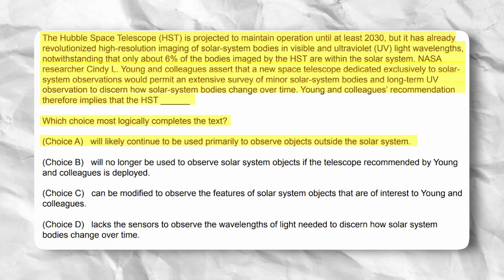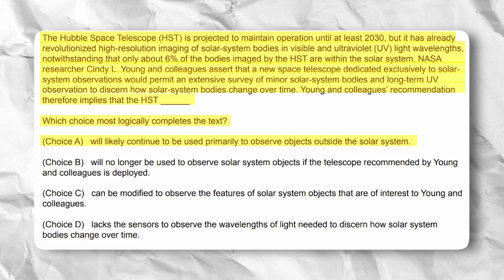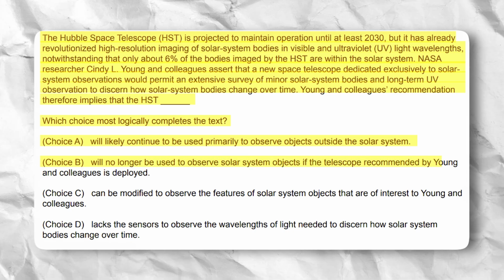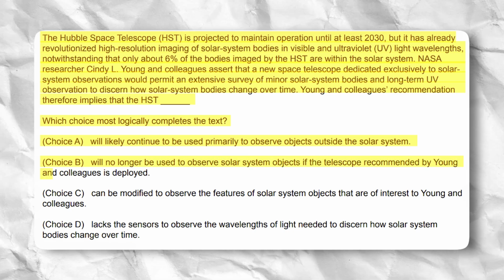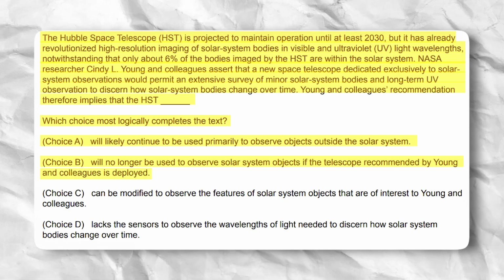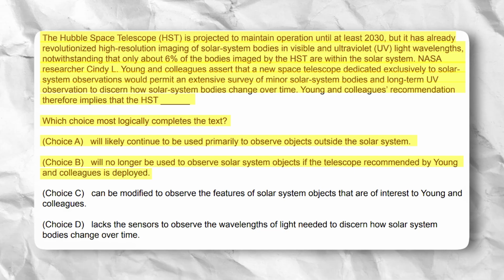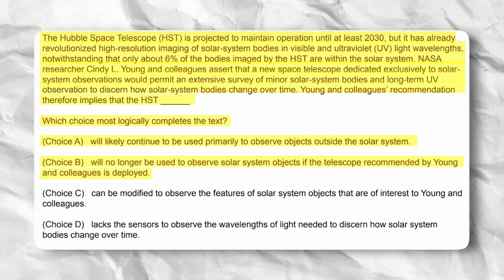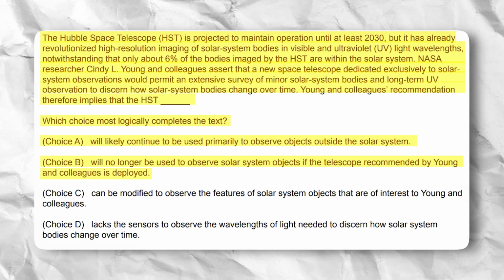And if we feel that the others are more incorrect, then we will automatically, by minusing, reach the correct one. Second option: Hubble Space Telescope will no longer be used to observe solar system objects if the telescope recommended by Young and colleagues is deployed. So once again, I would just reiterate the point that it's not about replacing it. It's about making a new telescope, right? We are not trying to replace the existing telescope. So that option is incorrect.